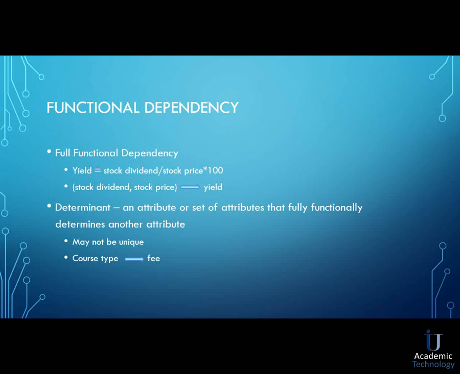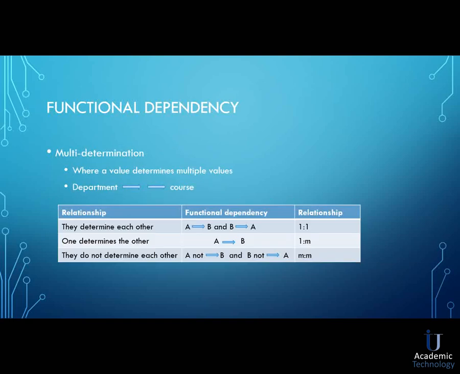So we talked about with course types, a graduate course or an undergraduate course might have different fees in a database. So course type is a determinant for fee. You have to know what course type the course is in order to be able to determine what the fee would be. And again, I'd be able to speak to these different symbols and what they mean.